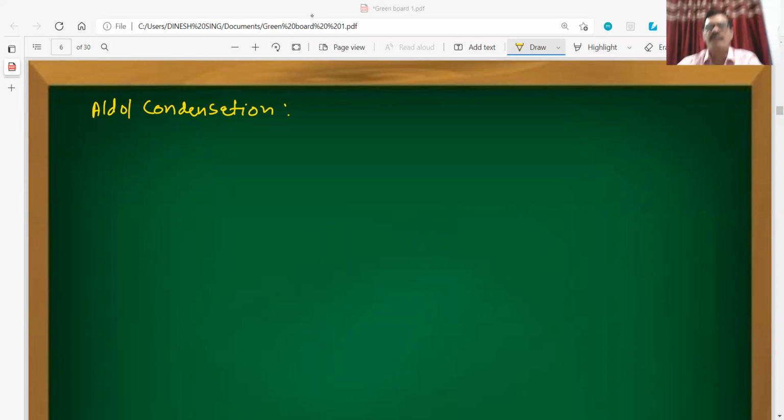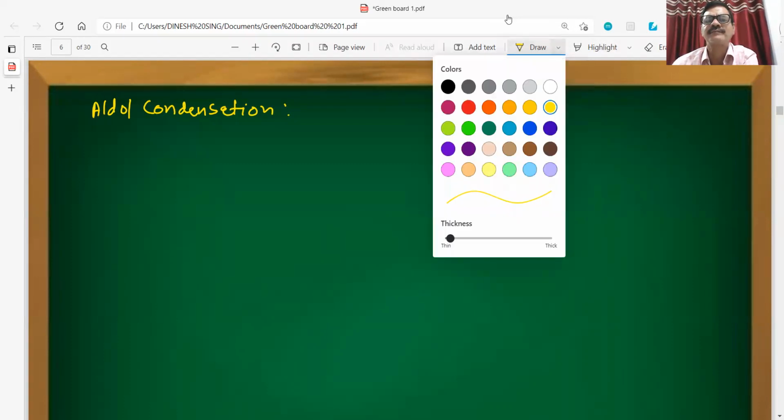Today we are going to discuss the aldol condensation, a very important reaction regarding board exams and IIT JEE Mains and Advanced. So we will discuss this today.